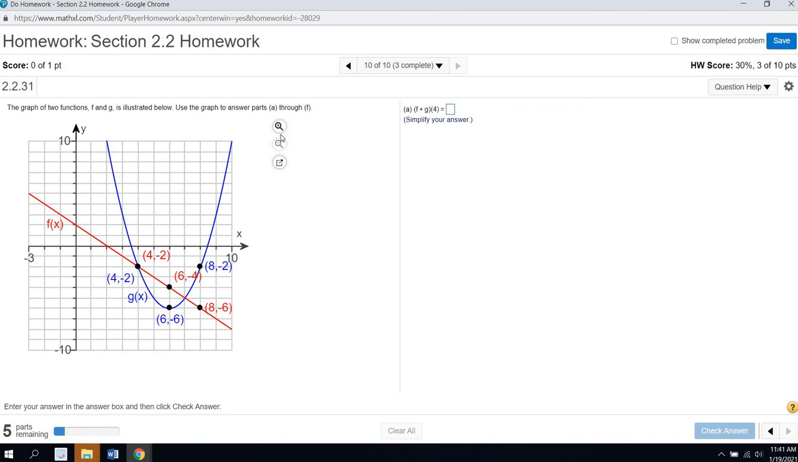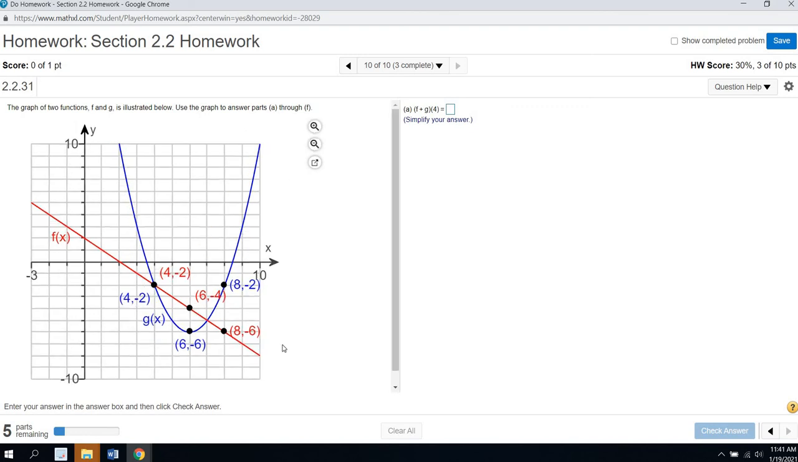So I'm going to make this as big as I can and still keep it in the picture. So look what they're asking for, f plus g of 4. Well, where's f? F is this red line, and g is this blue curve. You can see that they're labeled here and here. So let's find 4. Here's 4. So 4, negative 2. So both f and g are both negative 2.